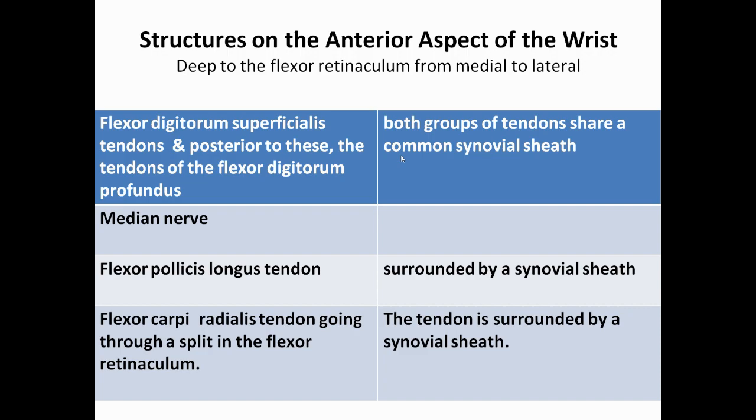Structures on the anterior aspect of the wrist that are deep to the flexor retinaculum are situated from medial to lateral as flexor digitorum superficialis tendon and the tendon of flexor digitorum profundus, median nerve, flexor pollicis longus tendon, and flexor carpi radialis tendon.